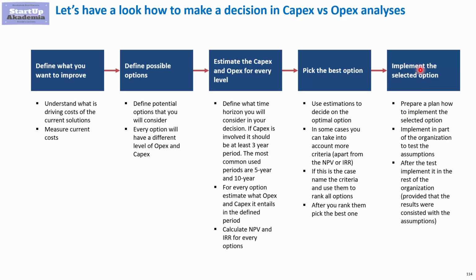If the investment is more complicated, I would strongly advise to implement it in stages. So start by implementing the solution in part of the organization. And if you get results close to your estimation, you can implement it in the rest of the organization. So to sum up, you have to first define what you want to improve, define possible options, estimate Capex and Opex for every option, pick the best option, and finally implement the selected option, preferably in stages, so you can see whether the estimation that you have made can be proven in reality or not.